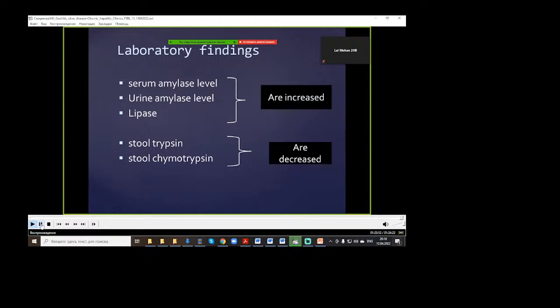chronic pancreatitis. So serum amylase, urine amylase, and lipase will be increased in case of chronic pancreatitis. Stool trypsin and stool chymotrypsin will be decreased. So these findings characterize the exocrine insufficiency of the pancreas.